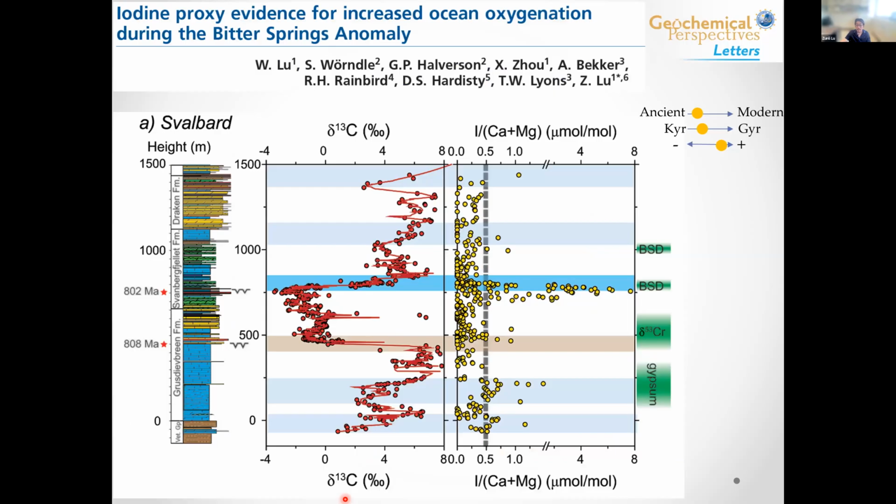Working with Galen Halverson's group, we put together this iodine record. There are a lot of carbon isotope fluctuations here, and this is the main Bitter Springs stage. And we found a really big iodine spike. This was the first time we saw these values in Precambrian rocks, and we got very excited.